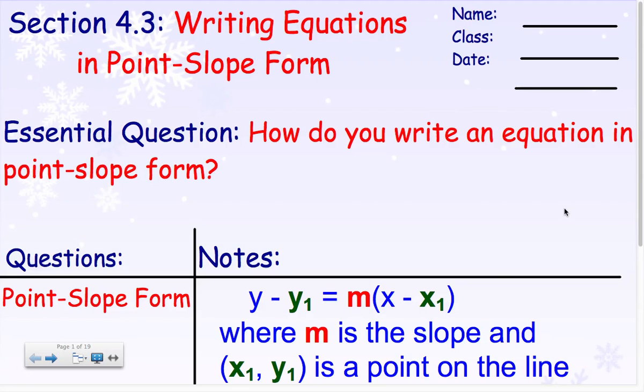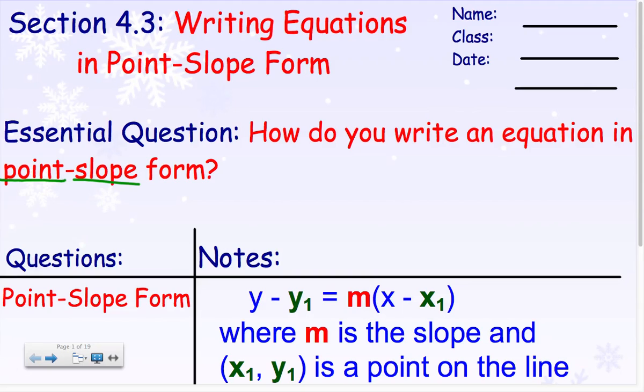So up until this point, you've only learned slope-intercept form. Slope-intercept form needed two things to write an equation, a slope and an intercept. In this lesson, you're going to get two things, a point and a slope, and then you're going to be able to write an equation.